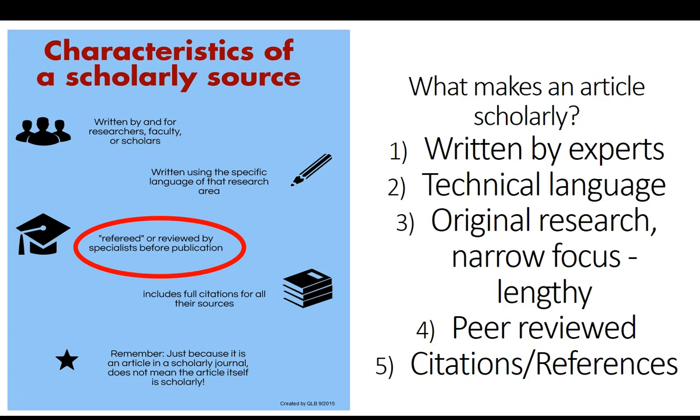What makes an article scholarly? Well, it's been written by experts in the field. It has that technical, academic language. It's original research with a narrow focus on a specific subject. It's pretty lengthy, explaining all the different variables. It's peer-reviewed, meaning experts in the field have read and tested this theory, and it has citations and references to tell you where the information came from.